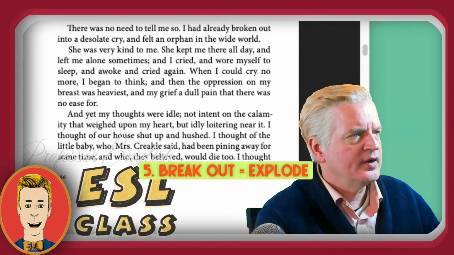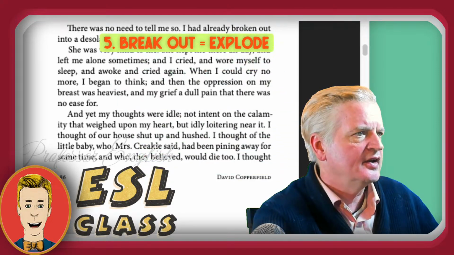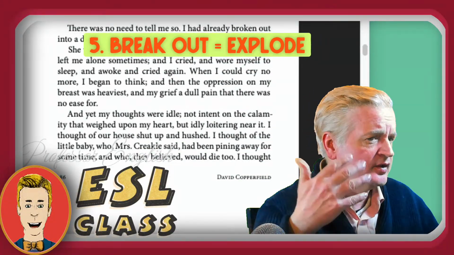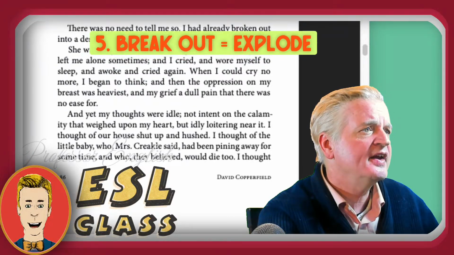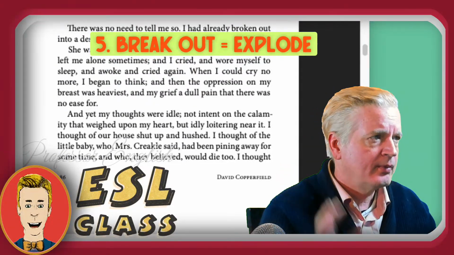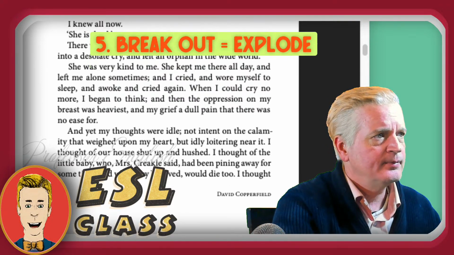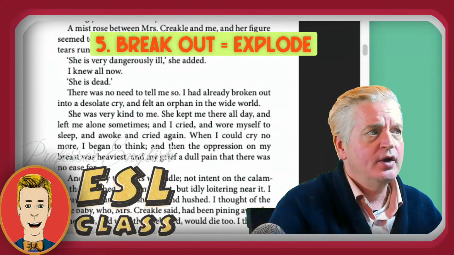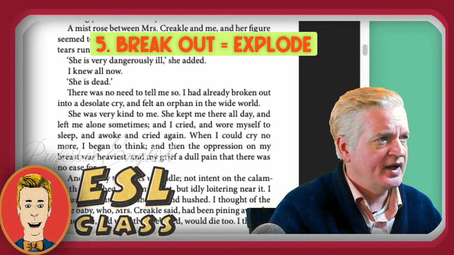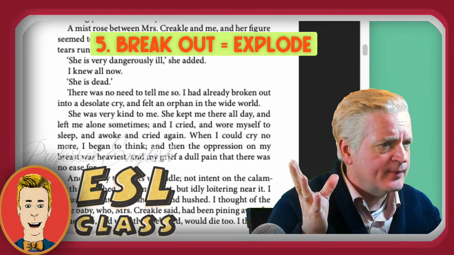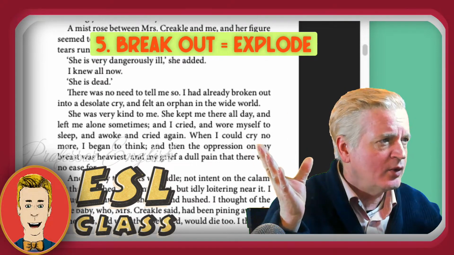And phrasal verbs, they can always mean many different things. So breakout, there are several different ways you can use breakout. But here, breakout means explode. So let's read that again. How does it work here? There was no need to tell me so. So she was dead. My mother was dead. I had already broken out into a desolate cry. So I exploded with crying.